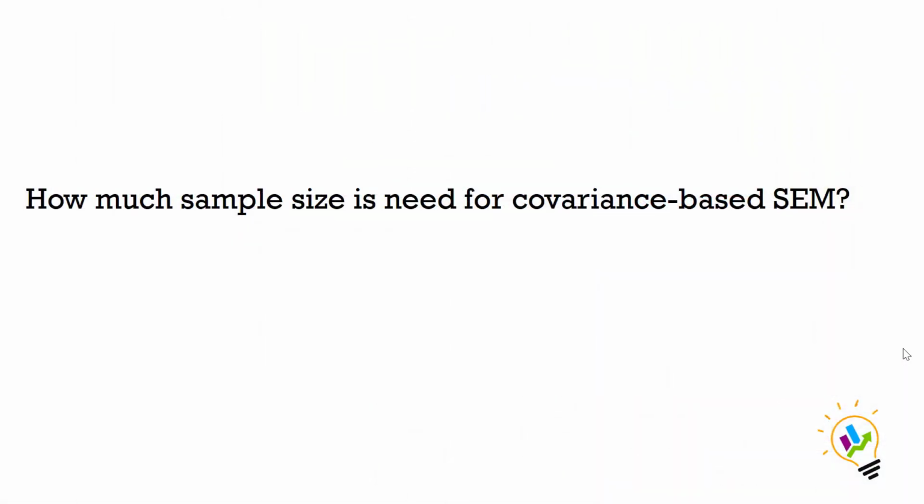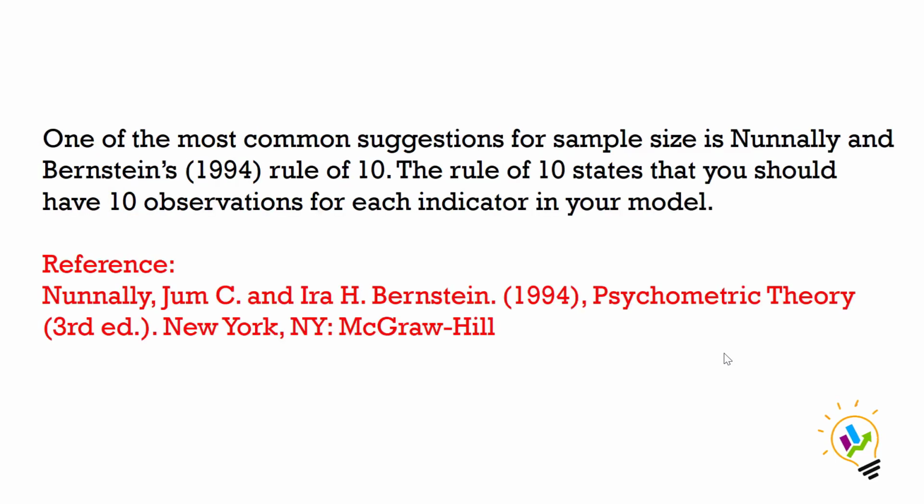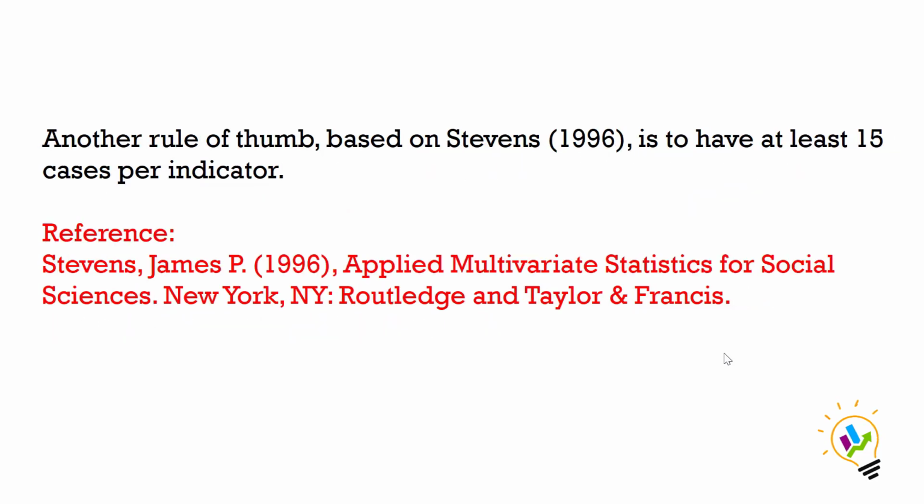How much sample size is needed for covariance-based SEM? With covariance-based SEM, one of the major assumptions is that this technique requires a larger sample size than other statistical techniques. One of the most common suggestions for sample size is Nunnally and Bernstein's rule of 10. The rule of 10 states that you should have 10 observations for each indicator in your model. Another rule of thumb, based on Stevens, is to have at least 15 cases per indicator.